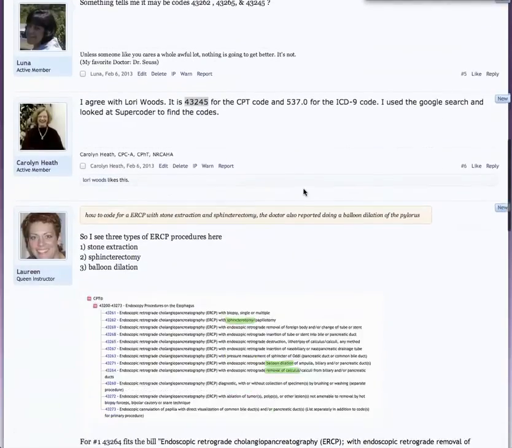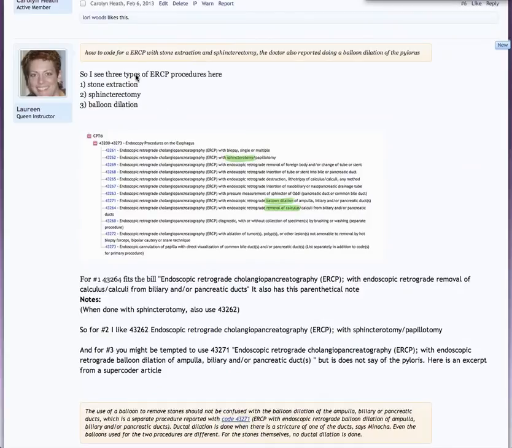I got a couple replies here. I put mine down on the bottom. So what I'm seeing in that documentation is three distinct types of ERCP procedures: stone extraction, the sphincterotomy, and balloon dilation of the pylorus. When I put an ERCP in my handy dandy supercoder, it brought up all of these codes that have ERCP in the procedure name, which is important. And what I've highlighted are the three procedures above.